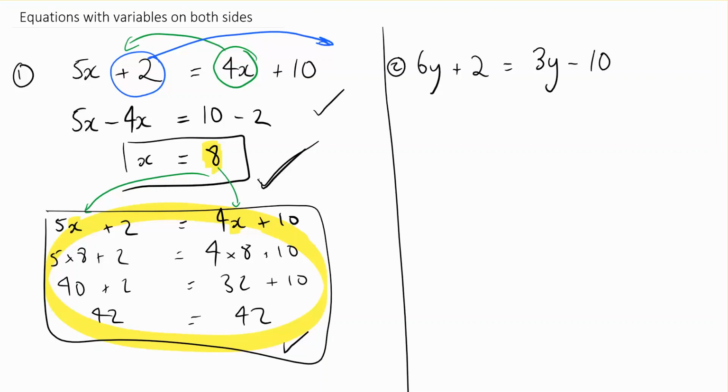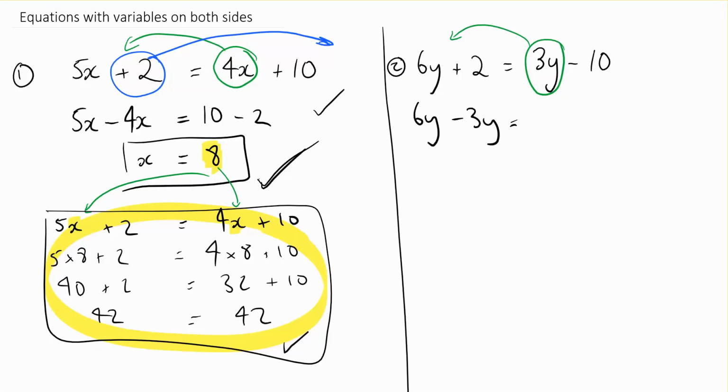Let's jump over to question 2. First step, let's move the y terms to the left-hand side. 6y is there already, so we just need to move this 3y over here. We write the 6y first because we didn't move it. What is the opposite of plus 3y? It's minus 3y.